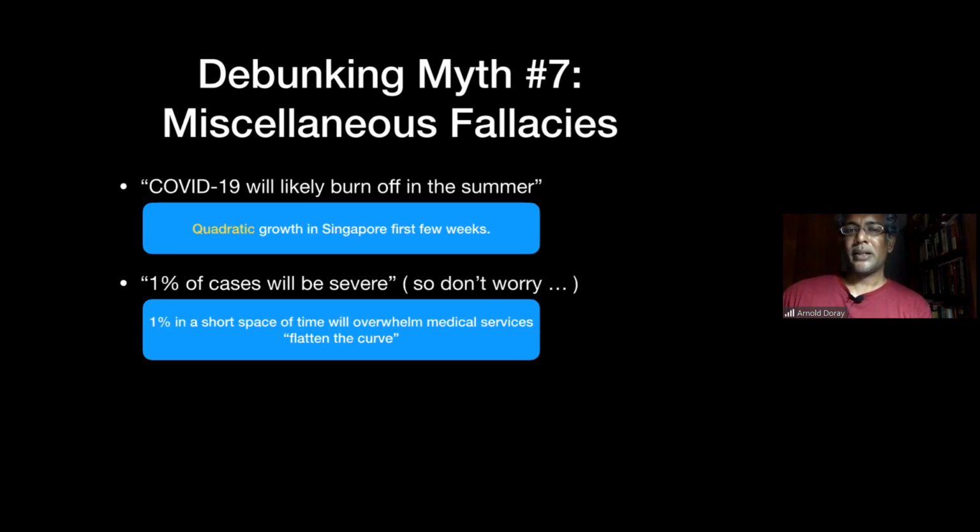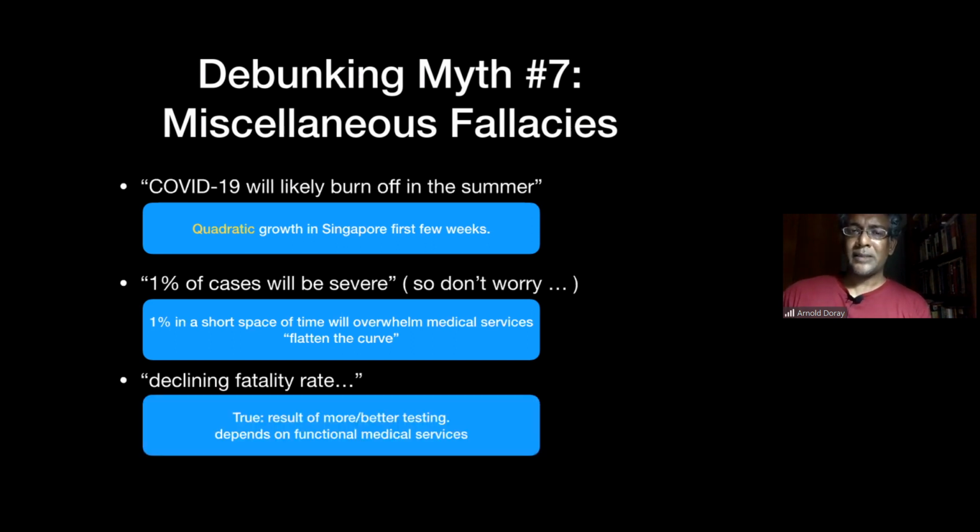So with exponential growth, even a 1%, because it's so quick, it overwhelms the medical services, and this is all about flattening the curve. And lastly, he talks about declining fatality rate. This part is true. It is true that the fatality rates have declined, and it's a result mainly of better testing. But again, it also depends on functional medical services. Again, like in Italy, if the medical services are overwhelmed, then you'd probably get much higher fatality rates.